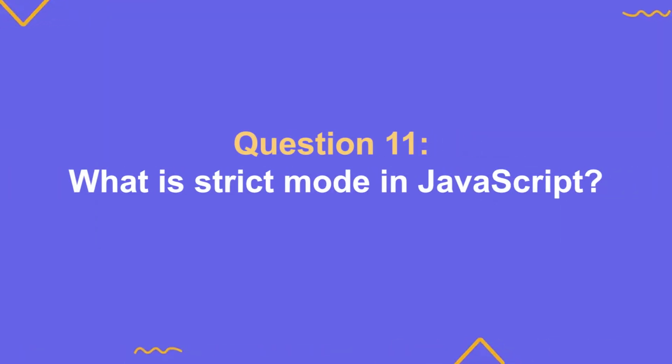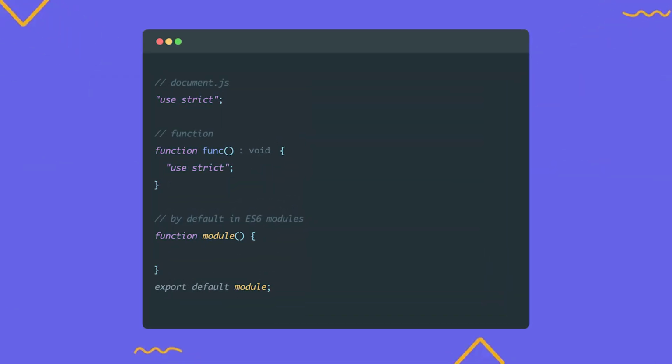Question 11. What is strict mode in JavaScript? Strict mode in JavaScript allows for a stricter version of JavaScript syntax. It converts some errors that the JavaScript interpreter would usually ignore by default into exceptions. This is why, in most cases, developers aim to enable this mode. There are three ways to enable it.